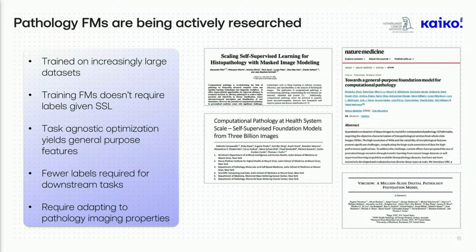And the promise these models have is that we actually would require less task-specific labels to fine-tune these models for downstream applications. But of course, compared to the natural image domain, these pathology foundation models are still in their infancy and more research is needed. Especially, you can imagine these pathology images are very different from natural images, so commonly used self-supervised learning practices may not translate one-to-one to this pathology domain. So we need more research on that.